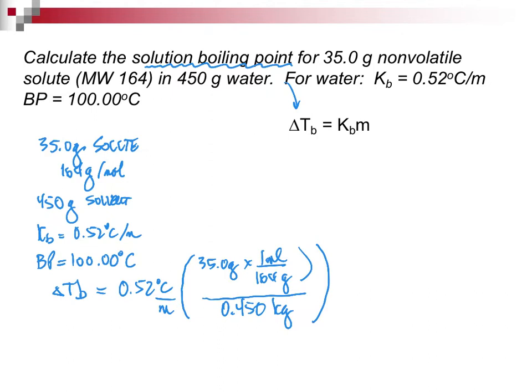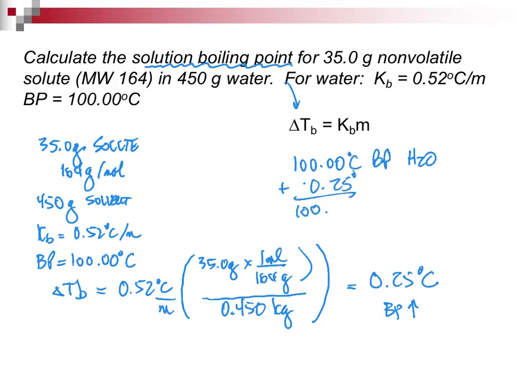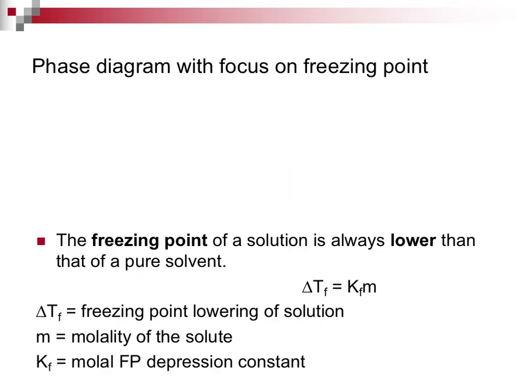What we come out with is a number, 0.25 degrees centigrade. That is our boiling point elevation. So if this is the boiling point of water and we have a solution, we're going to be adding on 0.25 degrees centigrade. Our boiling point will be 100.25 degrees centigrade for the solution. Yes, it is new, but I don't think it's all that hard. Just think about what you're doing, practice it until it flows. That's our boiling point elevation.